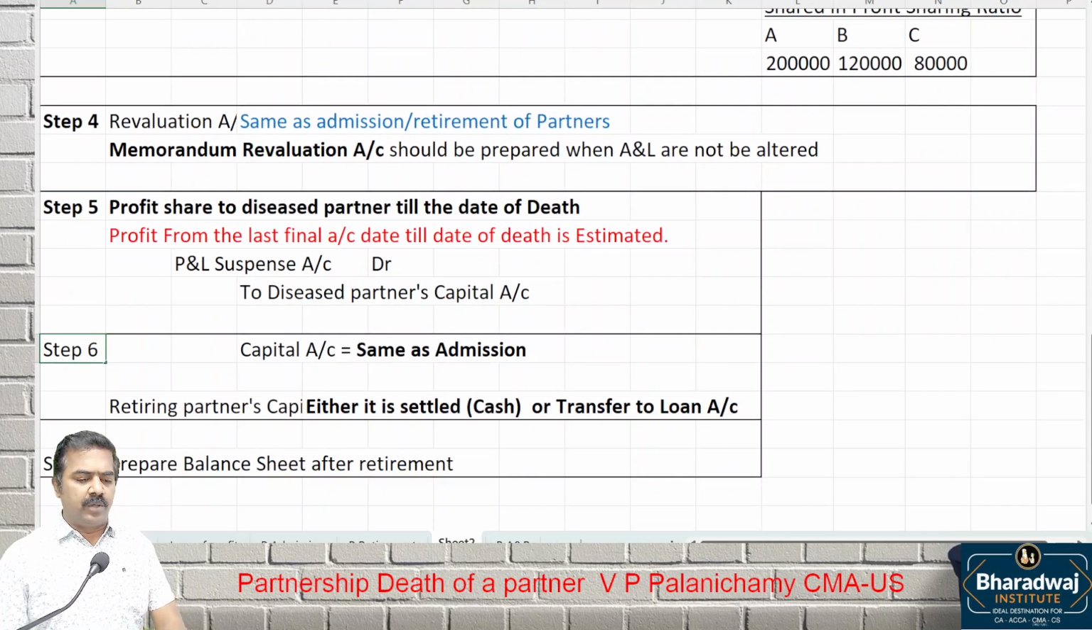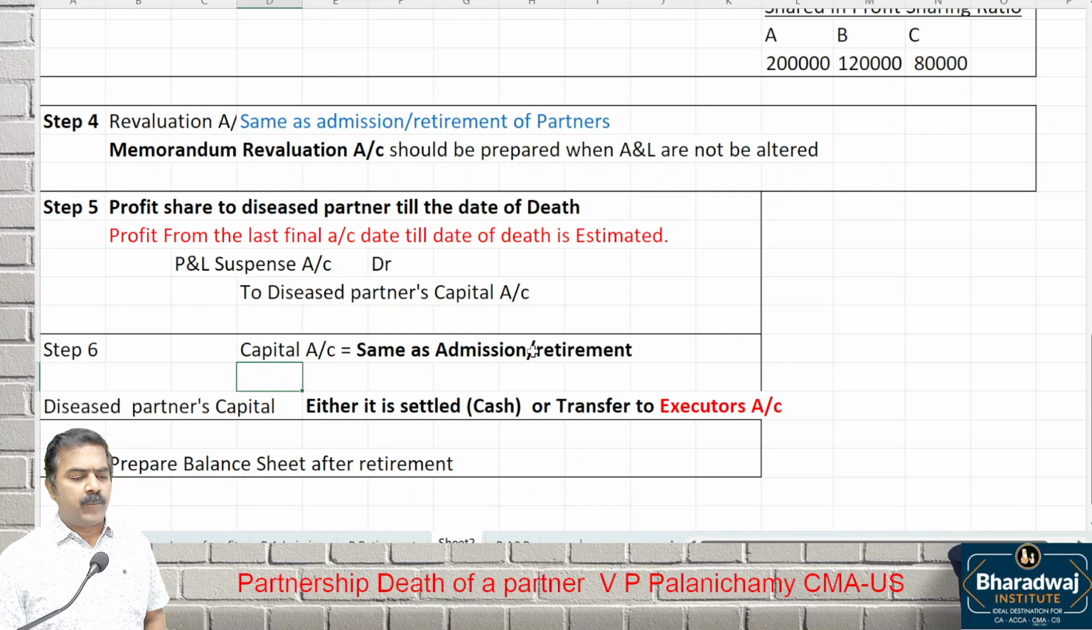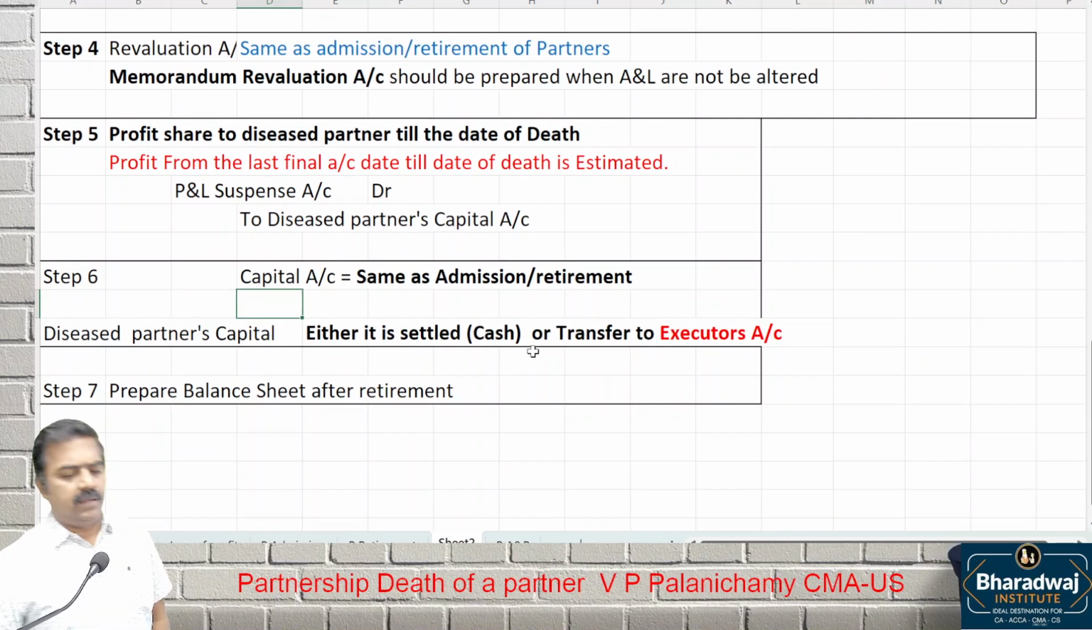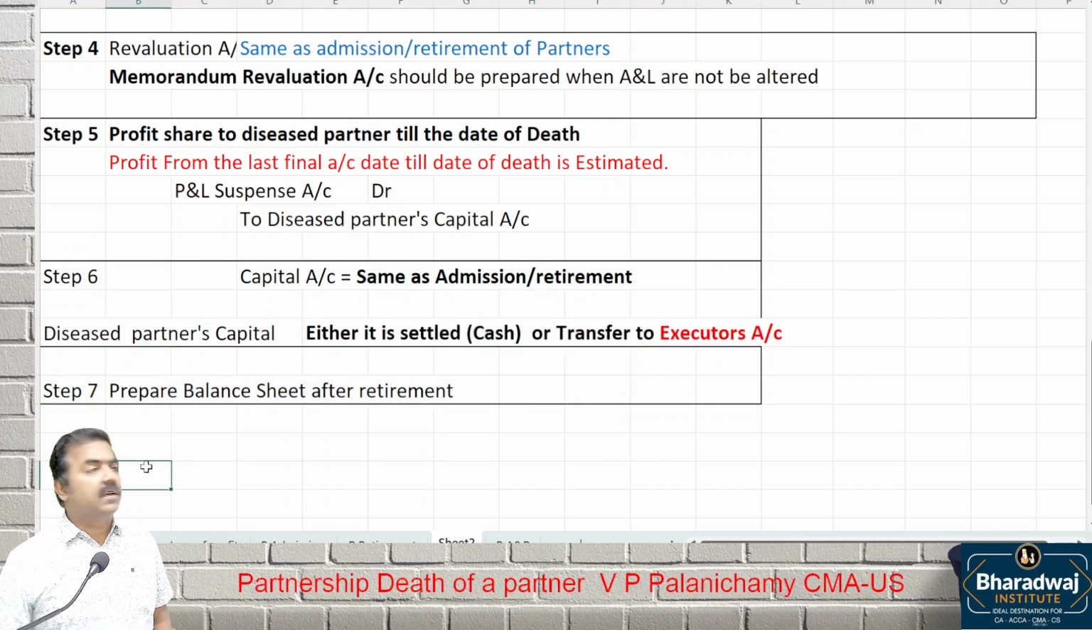Step 6, prepare capital account. What about the deceased partner's capital? Either you will settle it or transfer it to which account? It's not loan account, it is legal heirs account. You can call it executor's account. Executor means legal heir. Then prepare the balance sheet. Capital account is same as admission or retirement. The partner who died, the capital balance will be either settled in cash or transferred to executor's account. At the end, you prepare the balance sheet after retirement.